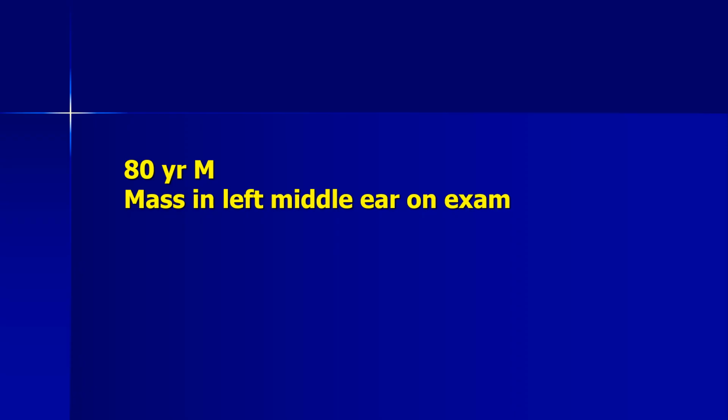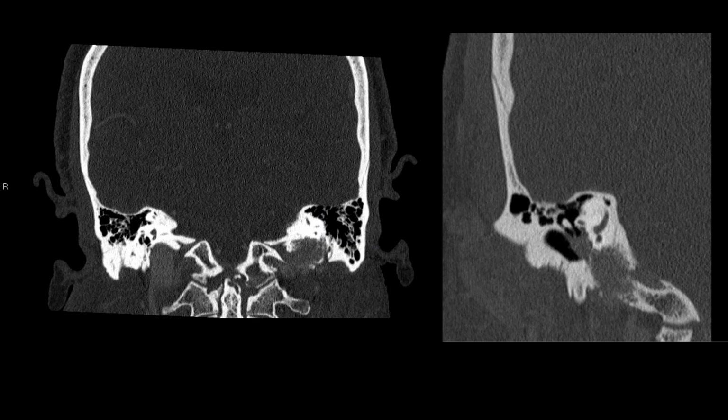Next case is an 80-year-old male who presented with a mass in the left middle ear on exam. So in this case, CT with intravenous contrast was performed. These are the coronal and oblique CT images through the temporal bones. On the left side, we can see a gray soft tissue density mass that is causing bony erosion.